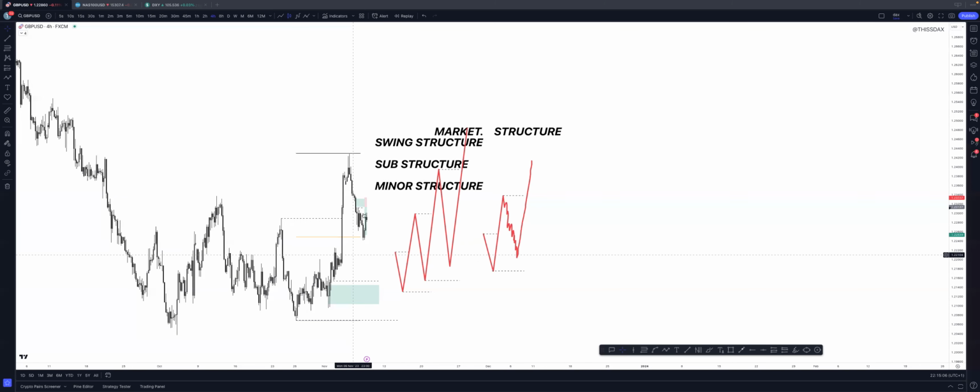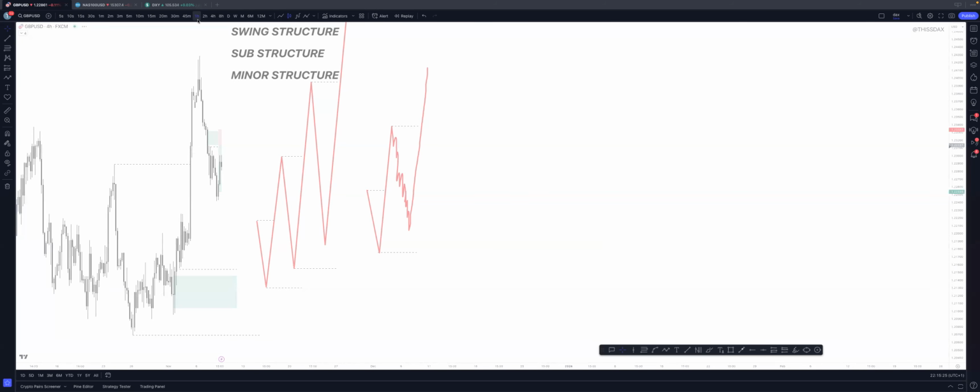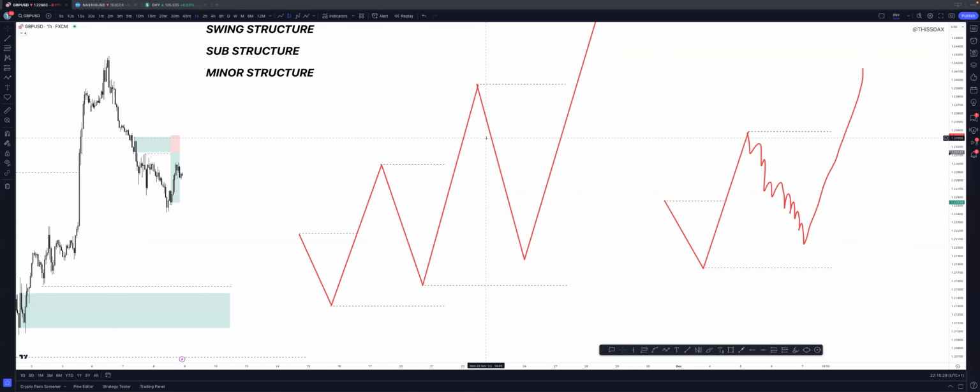Every other thing outside this swing structure is not my business. I'm focusing on this zone here so I can trade from it. I hope you guys are getting it. So it's that simple when it comes to this swing structure, and it's like the most important thing.